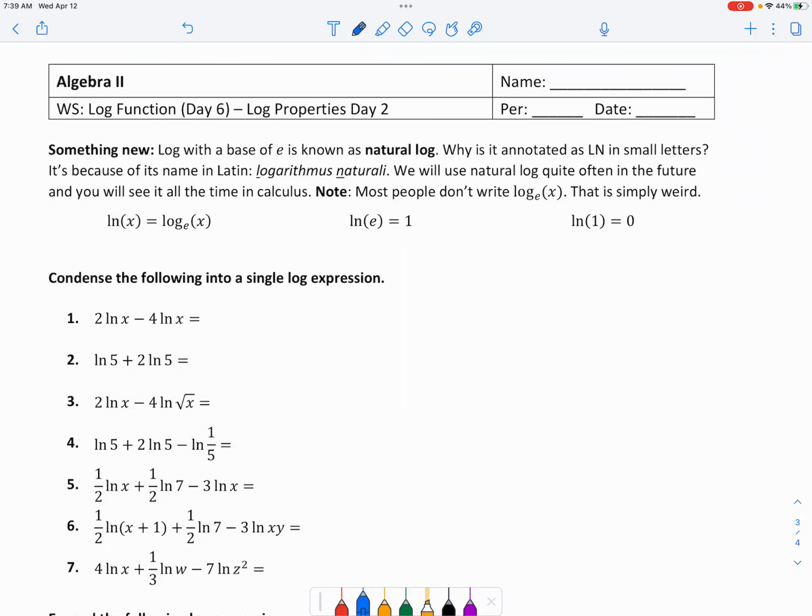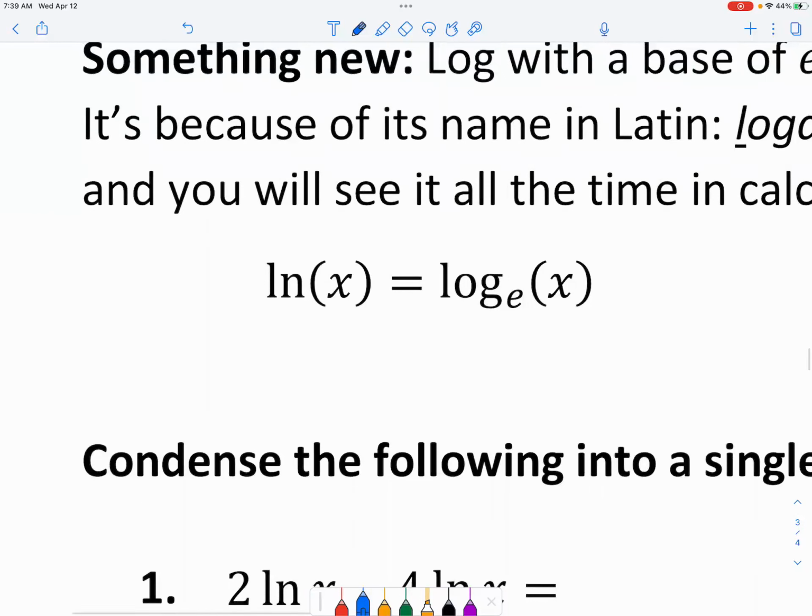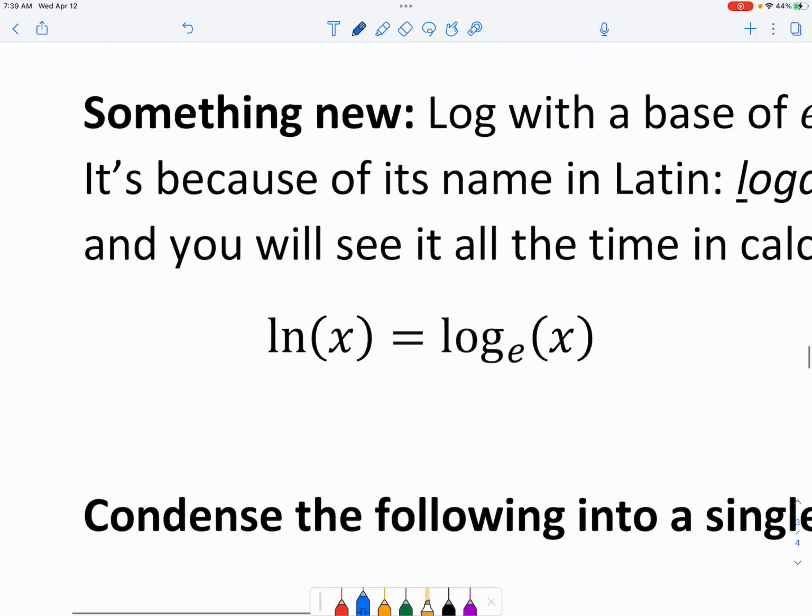Today it's practically a practice day, except that we see a little new notation right here. People look at this and may not know what it stands for. It's not IN. It's called LN. That stands for natural log.